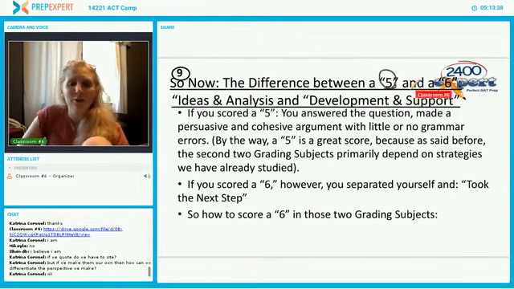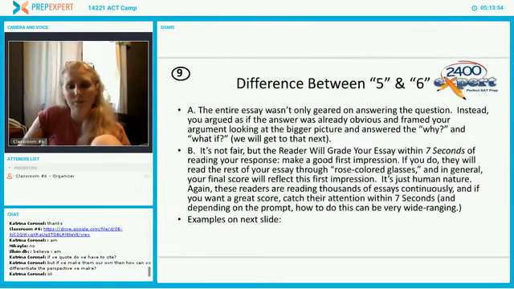So remember I said that 5 was a good score, 6 was like a perfect score. So if you scored a 5, you answered the question, made a persuasive and cohesive argument with little or no grammar errors. But if you scored a 6, you separated yourself and took the next step. So how to score a 6 in these 2 grading subjects? First, the entire essay wasn't only geared on answering the question. Instead, you argued as if the answer was already obvious and framed your argument looking at the bigger picture and answered the why. It's not fair, but the reader will grade your essay within 7 seconds of reading your response.